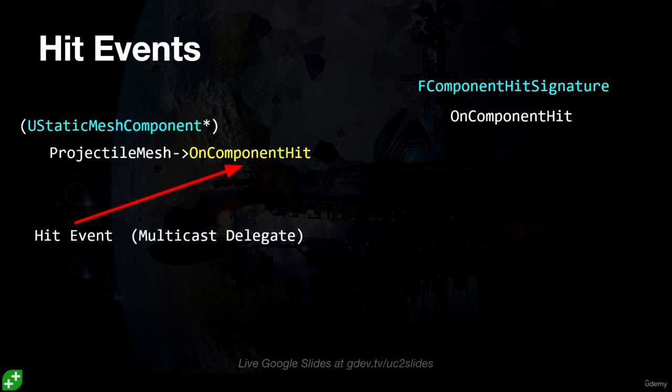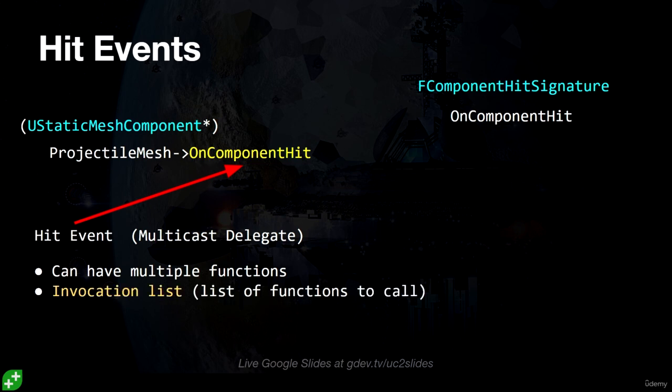A multicast delegate can have multiple functions bound to it. There can be functions that exist on multiple classes, and if those functions get bound to this multicast delegate, then they're added to something called an invocation list. This is a list of functions to be called when this hit event tells them all to be called. We say that this hit event or multicast delegate broadcasts when something happens.